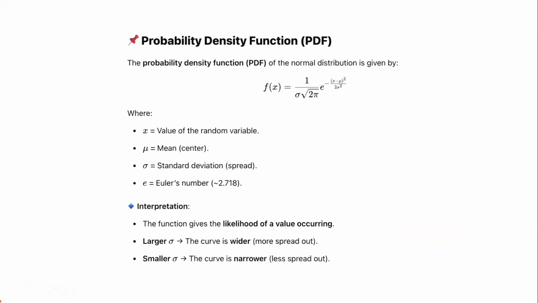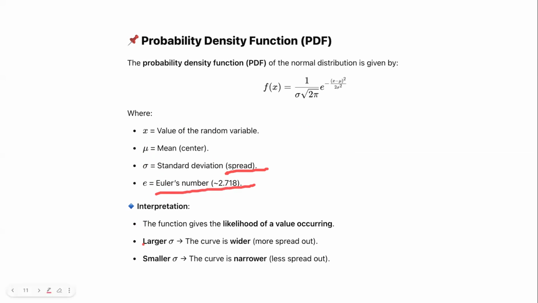So let's discuss the probability density function in detail. The probability density function of the normal distribution is given by f of x equal to 1 divided by sigma, where sigma is the standard deviation, multiplied by the square root of 2 pi, into e raised to the power minus (x minus mu) squared divided by 2 sigma squared. x is the value of the random variable, mu is the mean, and sigma is the standard deviation, which is nothing but the spread. e is Euler's number, all of you know.